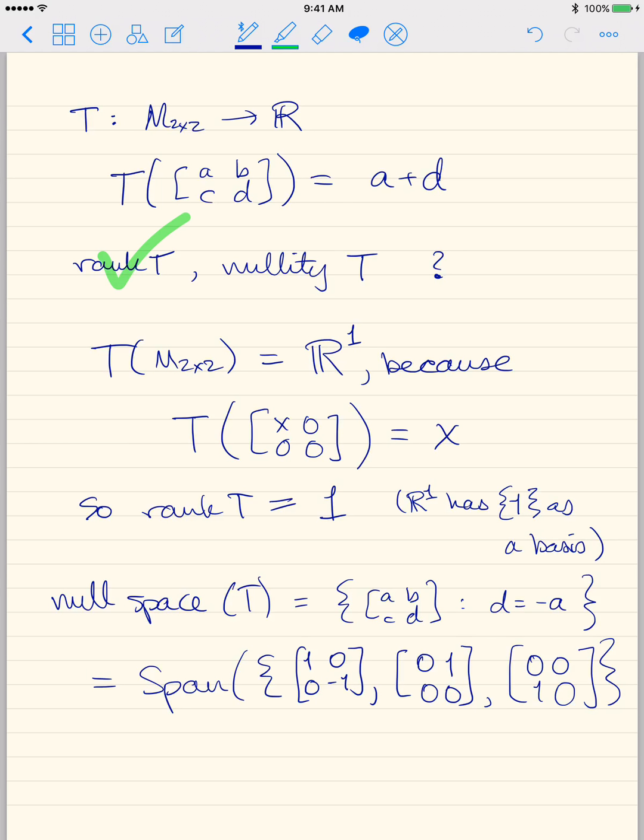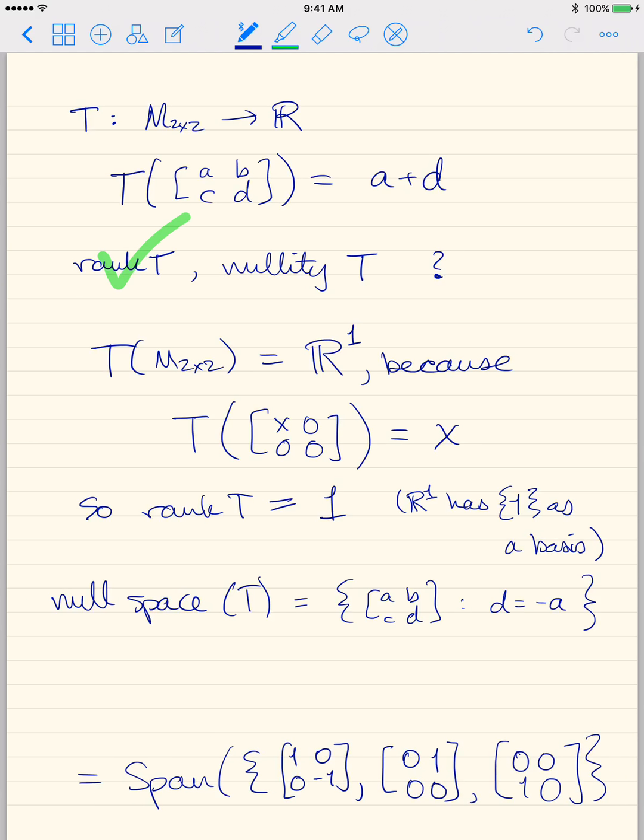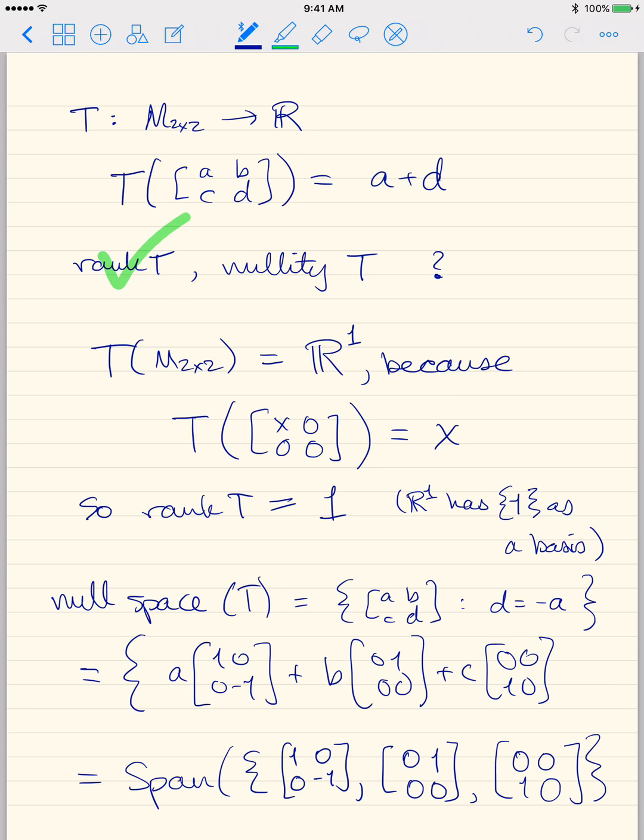And if that felt a little fast, I'll fill in an extra step here, which is hopefully very familiar to you. I'll split this up and write it as A times 1, 0, 0, -1 plus B times 0, 1, 0, 0 plus C times 0, 0, 1, 0, where A, B, and C are just any real numbers. And by definition, that's the same thing as the span of those three matrices.